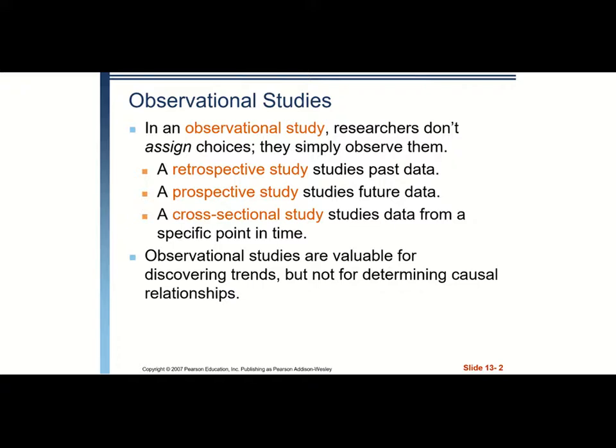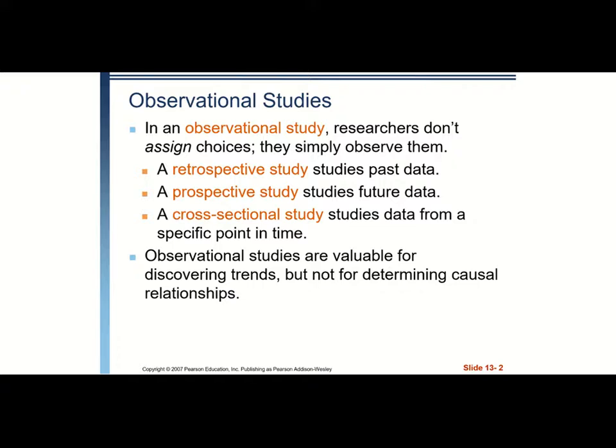There's retrospective studies. These study past data. When you think retro, think old. There's prospective study. This goes into the future. And then there's cross-sectional studies, which study data from a specific point in time.